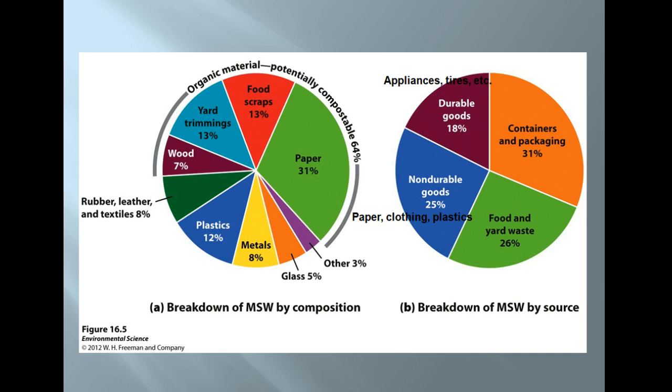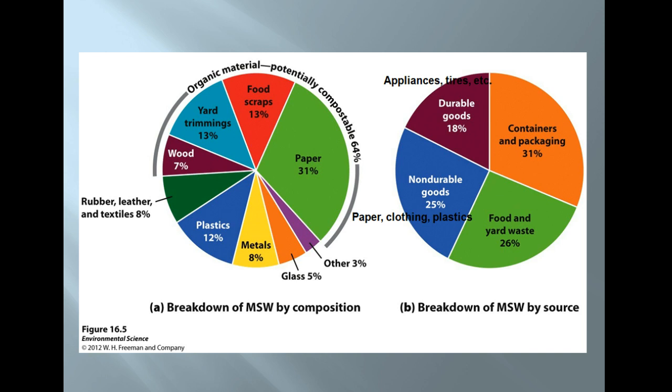So if you look at the types of materials that are in our solid waste, notice that a good third is paper products. And then food scraps, yard trimmings like grass and sticks, regular wood like construction wood, and so on. And on the other side, on part B, you have containers and packaging taking up another third as far as what the source is of part A. A lot of that container and packaging could be made of plastic, could be made of styrofoam, or could be made of paper.